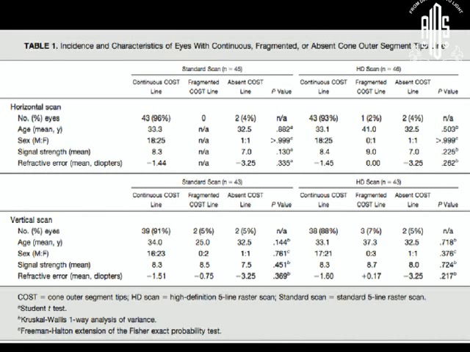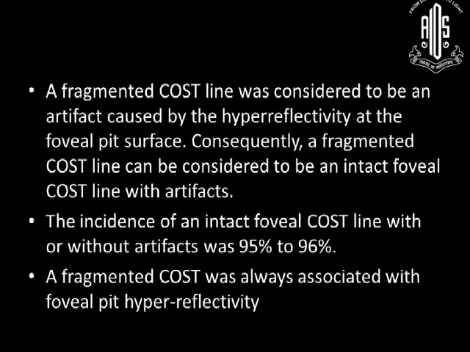And this is a graph showing the table showing the horizontal and vertical scans. What it said is that a fragmented coastline can be considered an artifact if there is a hyperreflectivity at the foveal pit, which is an important thing. That means an intact foveal coastline is normal or without artifacts in 95 to 96%, and a fragmented coastline can be considered normal if you find a pit hyperreflectivity, which is this.